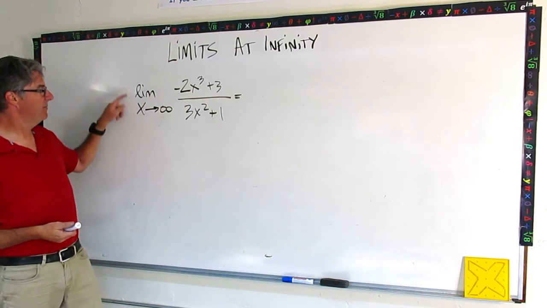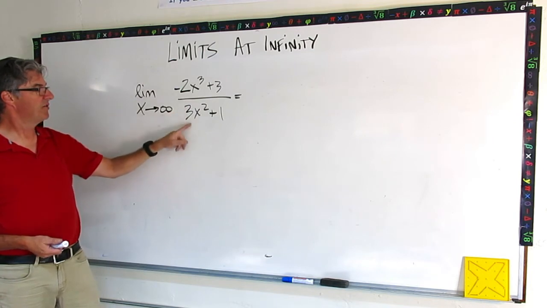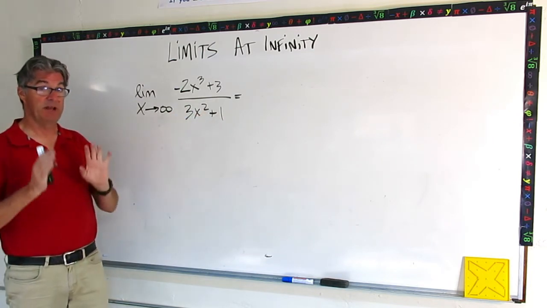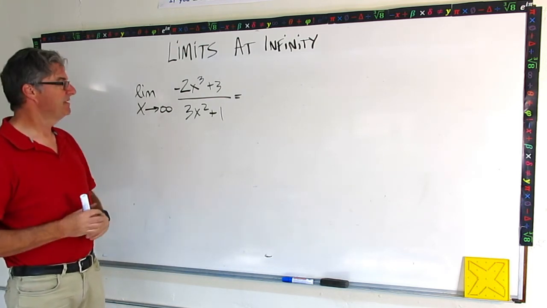So check this one out. Limit as x goes to infinity of negative 2x to the third power plus 3 over 3x squared plus 1. Same trick to get started. So go ahead and pause the video and let's see where you get. Okay, let's see how that worked out.